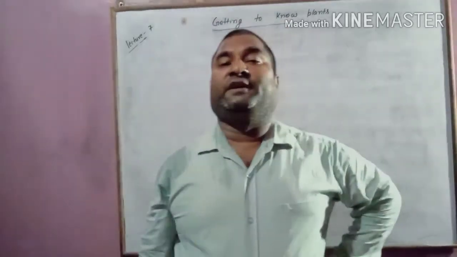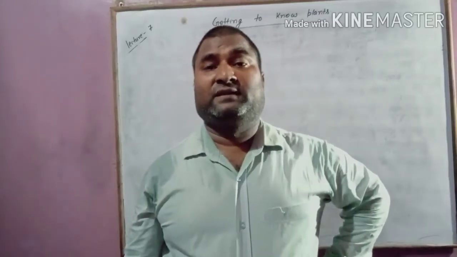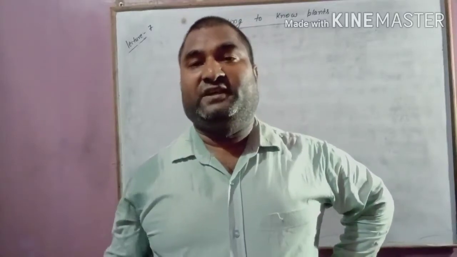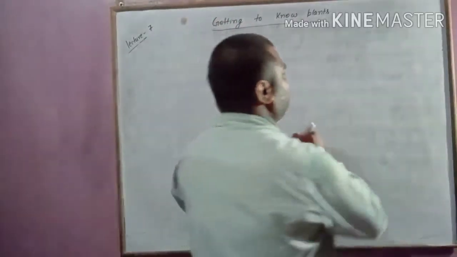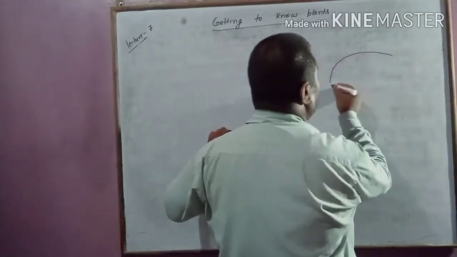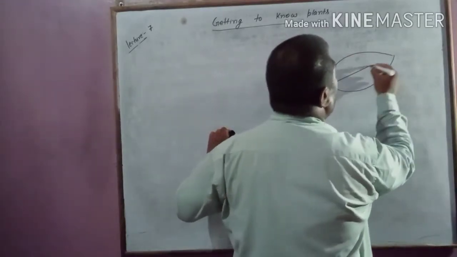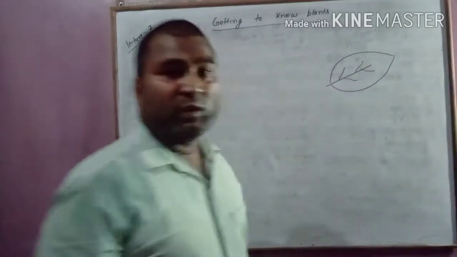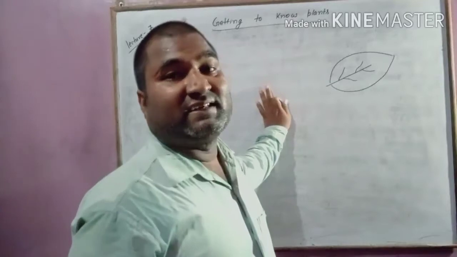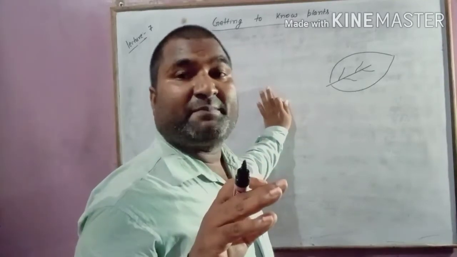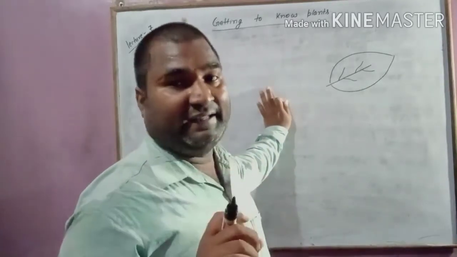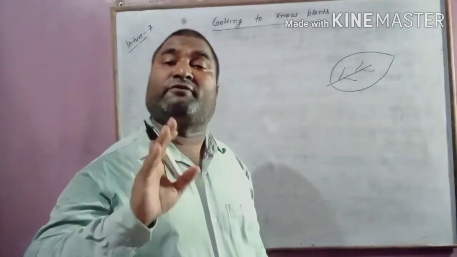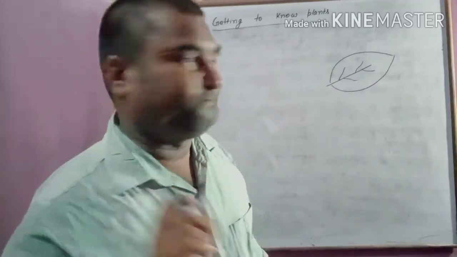So, in last class, we have discussed venation. What is venation? In last to last class, we have discussed that if we draw a leaf, this is the midrib and these are called veins. In last class we discussed that veins in different plants are arranged differently. This arrangement of veins in the leaf of the plant is called venation.